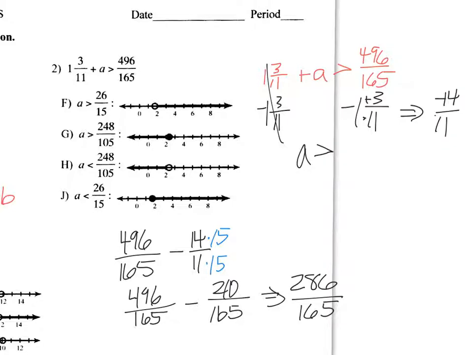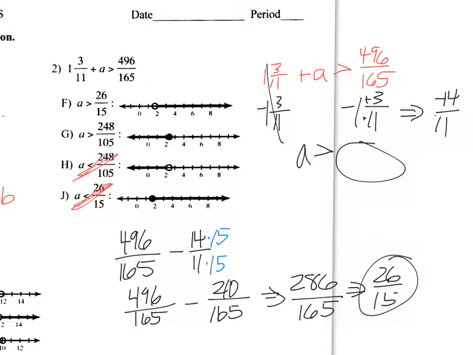One thing I can look at, even before I keep simplifying, which if I do simplify is going to give me 26 over 15, is what I knew at the very beginning: a is greater than. So it's got to be a is greater than something. Looking at my answer choices, that one and that one don't work. So it eliminates it down to 2. The other one is eliminated for 2 reasons. One, the graph has a closed circle and it should be open because it doesn't have an equal sign, and it's shaded to the left and it should be going to the right.